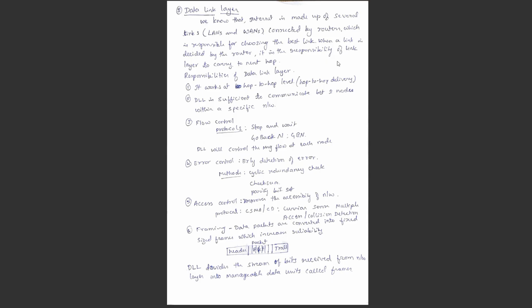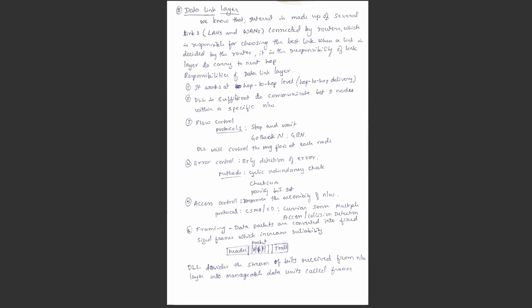The responsibilities of the data link layer: it works at hop to hop level, and the data link layer is sufficient to communicate between two nodes within a specific network. Now, the data link layer and the transport layer, I repeat, these two layers are responsible for error control, flow control, and congestion control. What do we mean by error control, flow control, and congestion control? I'll be telling in the upcoming videos.